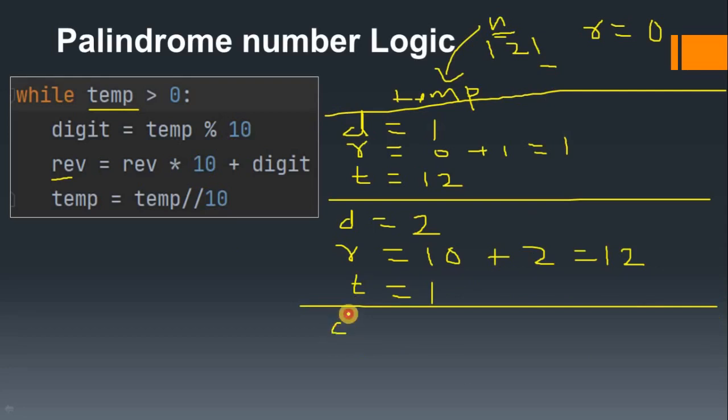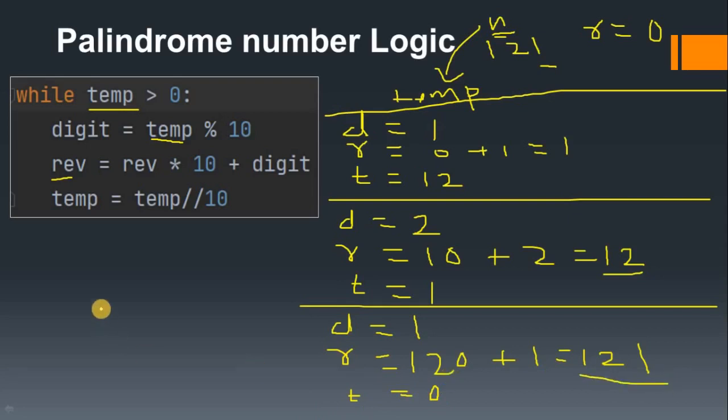Then in the next pass, D equal to, what is the value of temp? 1. So the remainder is 1. And then reverse equal to reverse into 10. Reverse value is 12. So this 12 into 10 is 120 plus what is the value of digit? 1. So it is coming 121. And the temp value will become, here 1 divided by 10 is 0. So here the process will stop.